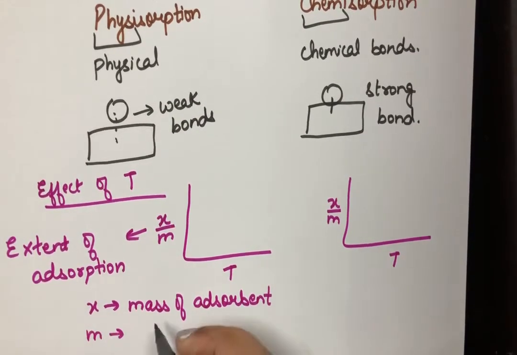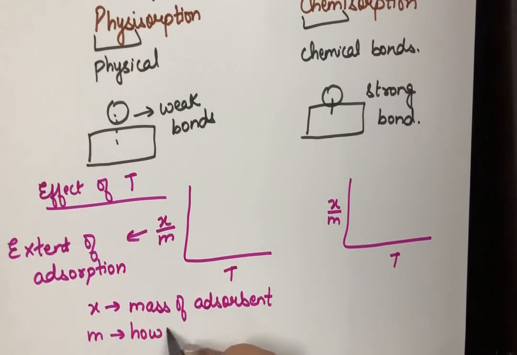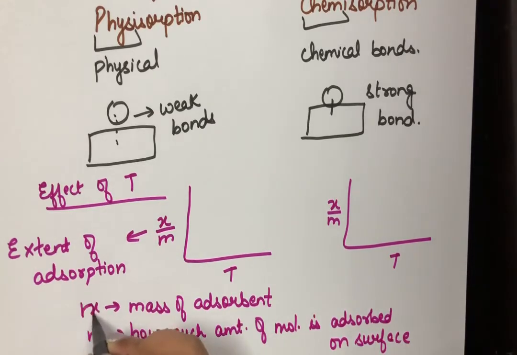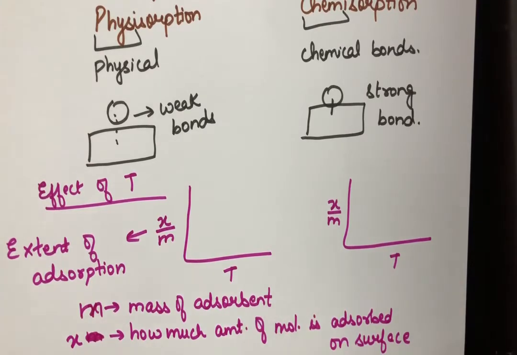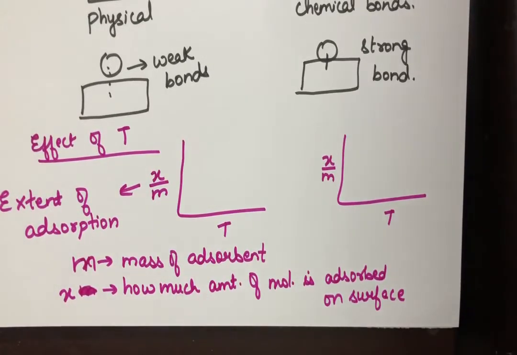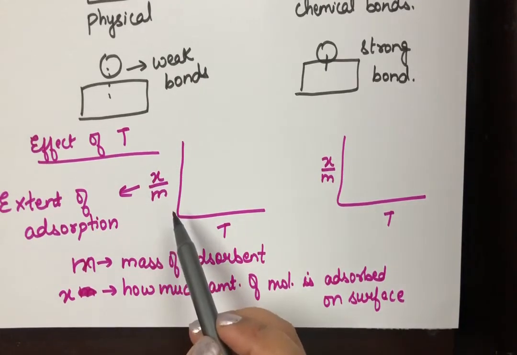And what is m? M is how much amount of molecule is adsorbed on surface. I'm sorry, I have written it the opposite. This is your m and this is your x. M is the mass of the adsorbent. That means what total amount of mass of adsorbent is available for adsorption. X is how much amount of the molecule is actually getting adsorbed. So if you divide both of them, you will exactly know how much space was available and how much adsorption happened on that area. So x by m is going to tell you the extent of adsorption.